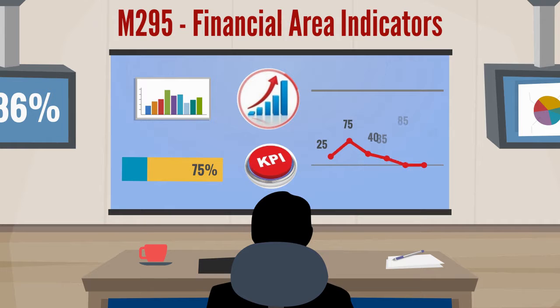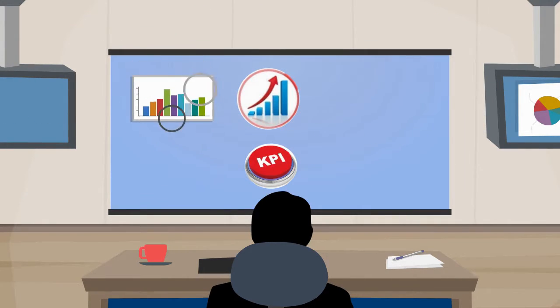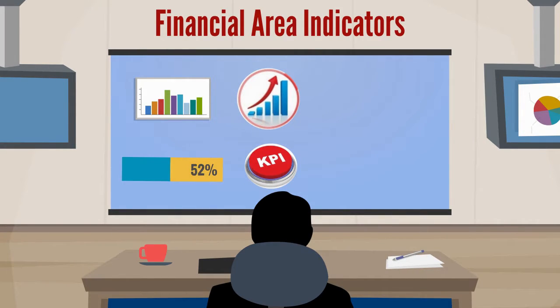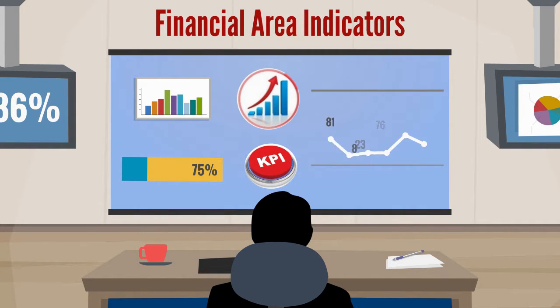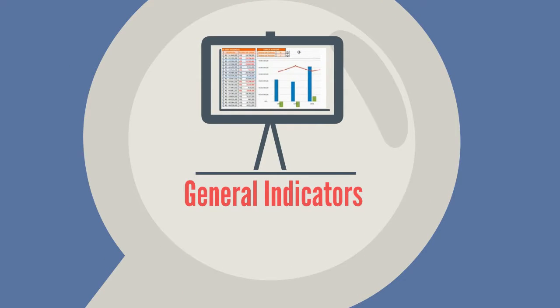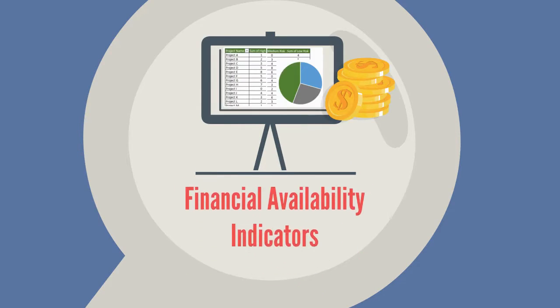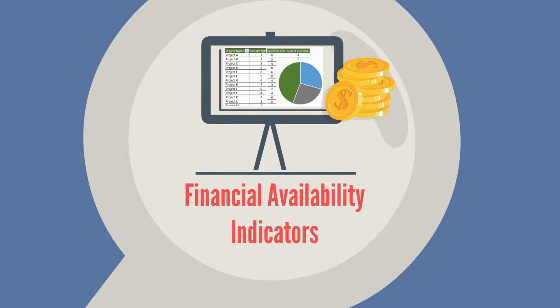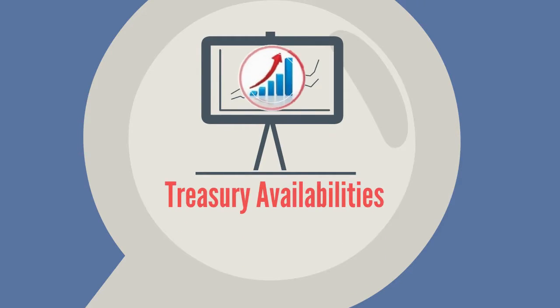M295. Financial Area Indicators. This module supports the production and availability, both numerically and graphically, of indicators of the financial area, configurable on an organization basis, namely general indicators, about the segments, dimensions of the organization, for instance. Treasury. Financial availability indicators, presenting the commitments and availabilities of Treasury, distributed throughout multiple dimensions.